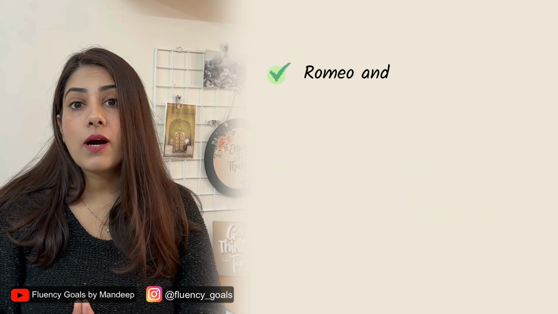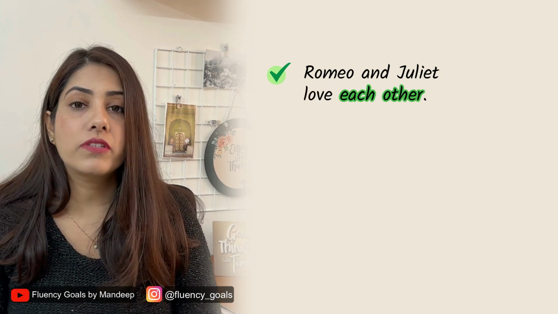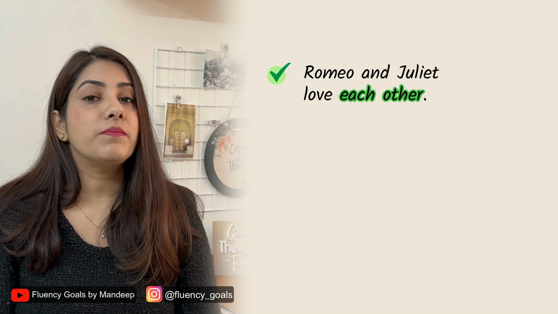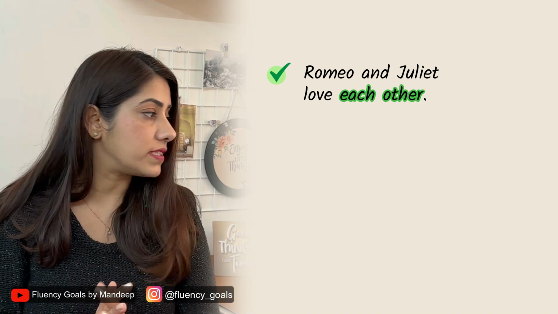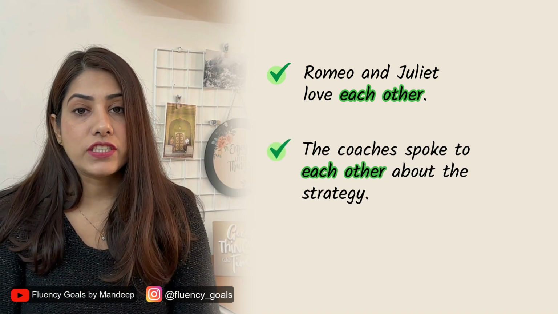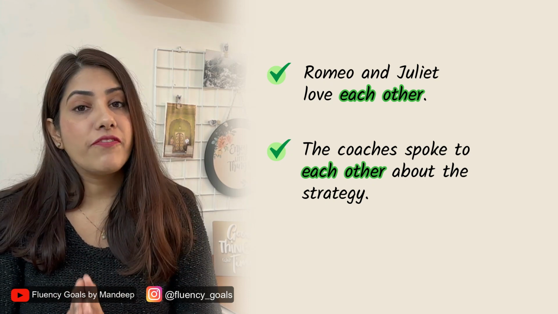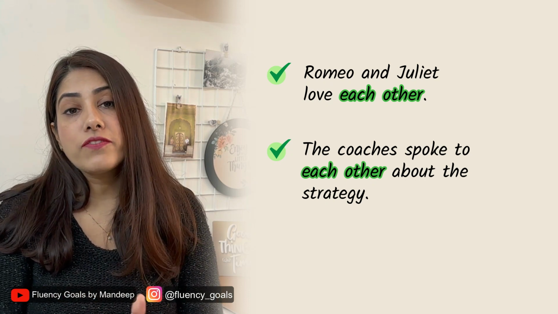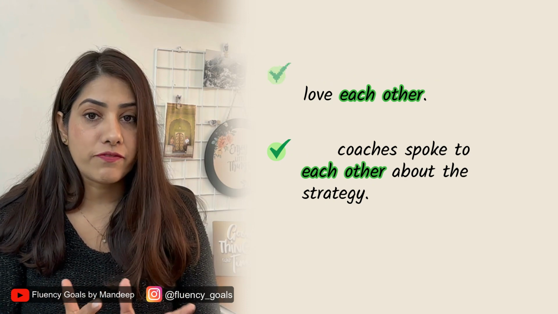Romeo and Juliet love each other. So each other here again is a reciprocal pronoun. Here it shows action performed and received as well by both of these. The coaches spoke to each other about the strategy. Here again each other is a reciprocal pronoun that reflects that the action of the coaches speaking to each other is reflected back and forth.